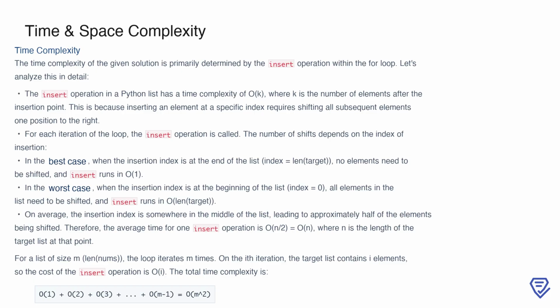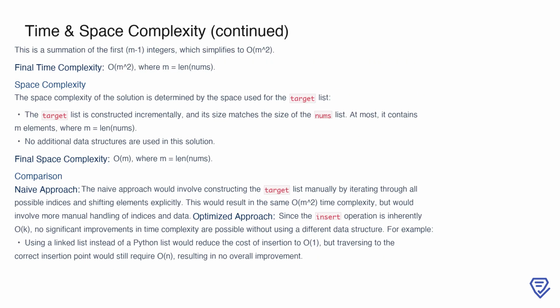This summation, representing the accumulation of insertion costs across all iterations, simplifies to O(m squared), based on the formula for the sum of the first m-1 integers. So, the final time complexity of the solution is O(m squared), where m is the length of the nums list.